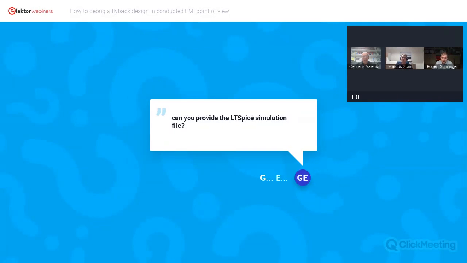Okay. And this one we already answered quickly. Yeah, I have an LTspice model for the LISN, for the dual LISN in this case, and I can also send the example of the flyback. It's not a problem. It's not a secret.